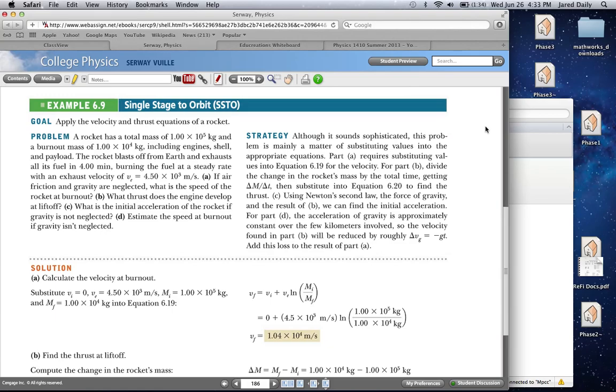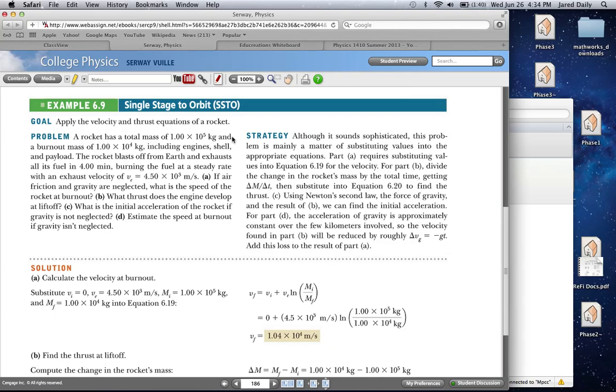We have a rocket with a total mass of 1 times 10 to the 5th kilograms, has a burnout mass of 1 times 10 to the 4th kilograms. What that means is that after it's burned all of its fuel, it's essentially stopped burning. It's why they call it a burnout mass. It's gone from 1 times 10 to the 5th to 1 times 10 to the 4th kilograms. So it's lost quite a bit of weight, almost 90% of its weight. And that is pretty typical of a rocket, that most of the weight is in the fuel.